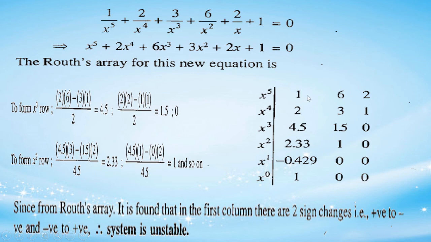If you observe the first column of the Routh table, there is a sign change from positive to negative, and again from negative to positive. So the sign has changed 2 times. Therefore the system is said to be unstable.